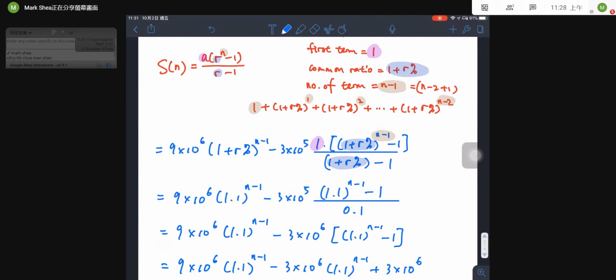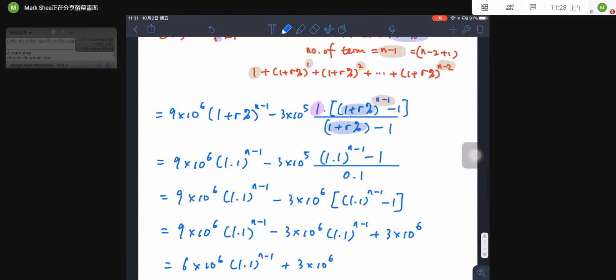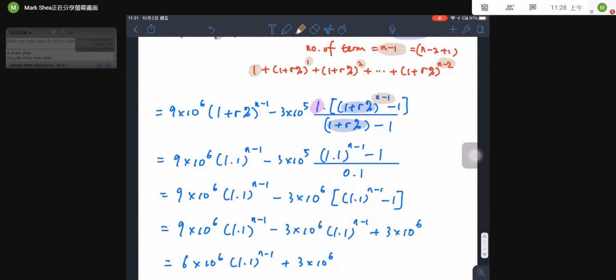So after we further simplify, then we can get this. And then don't forget to combine the two like terms. These two are like terms, 1.1 to power n minus 1. So we have 6 times 10 to the power 6 times 1.1 to the power n minus 1, and then plus 3 times 10 to the power 6. Then don't forget the unit, meter squared. So this is B1.